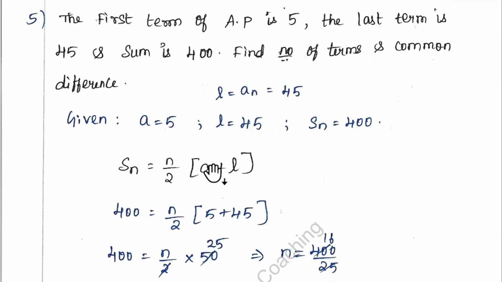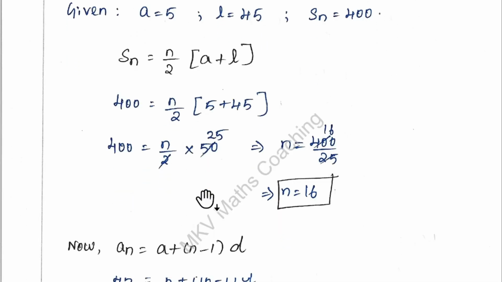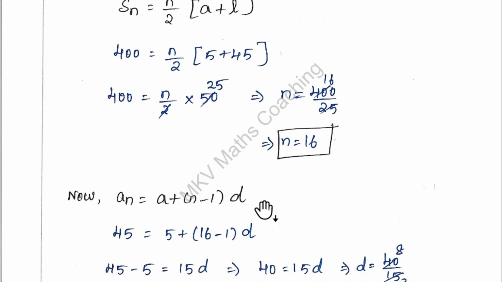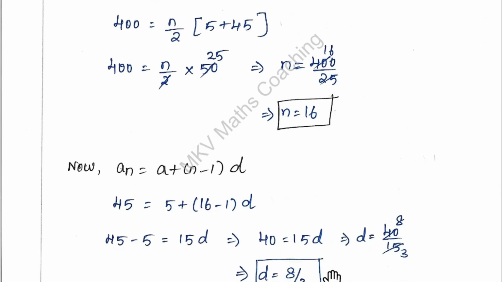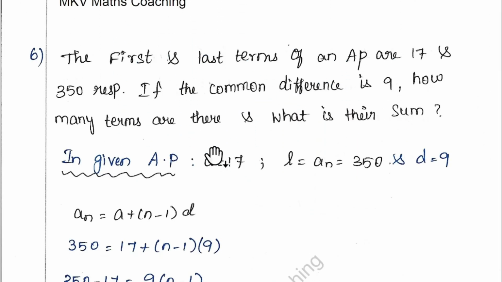So first, since you know l, a, and Sn, to find n I'm using this formula. After this you have to find the common difference. Either use the an formula or use Sn equals n by 2 into 2a plus n minus 1 into d. Both will give you the answer for d. I'm using this one for easier calculation.